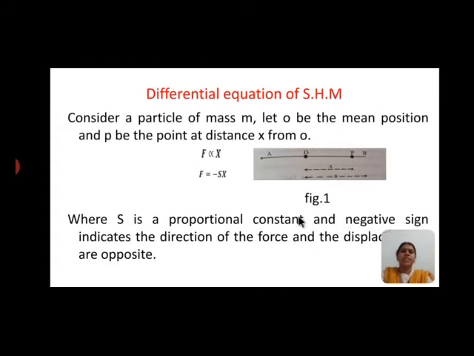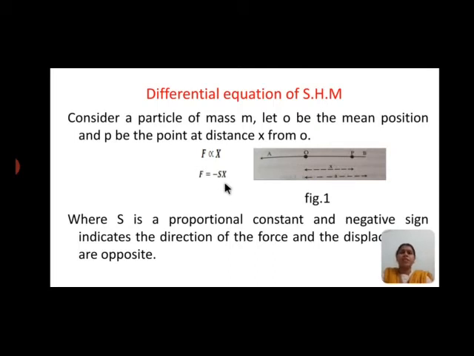Now consider a particle of mass m performing simple harmonic motion about its mean position. In this figure, O is the mean position. Let the particle be at a point P, separated by a distance x from O. Then F is directly proportional to x. To remove the proportionality, we put a constant term. Therefore F equals minus S times x, where S is a proportionality constant. The negative sign indicates that the direction of the force and the displacement are opposite.